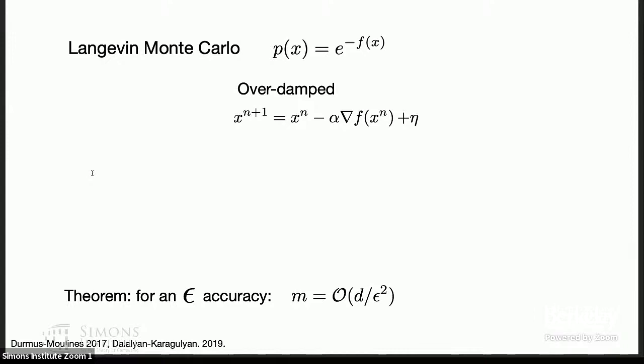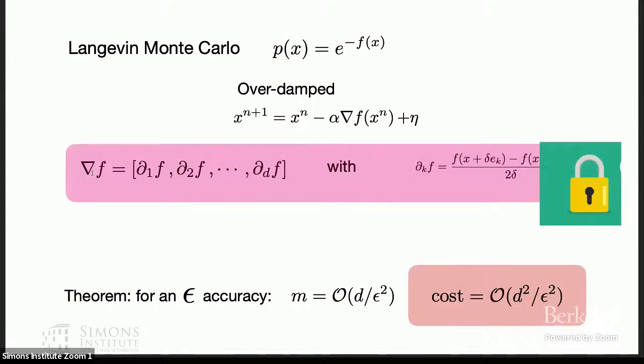Our question is, in each iteration, you march from one sample to another sample, and you have to compute the full gradient. The gradient has d components, so you have d partial derivatives, which automatically adds another d to the cost. And we think d squared is too much. We would like to reduce that.